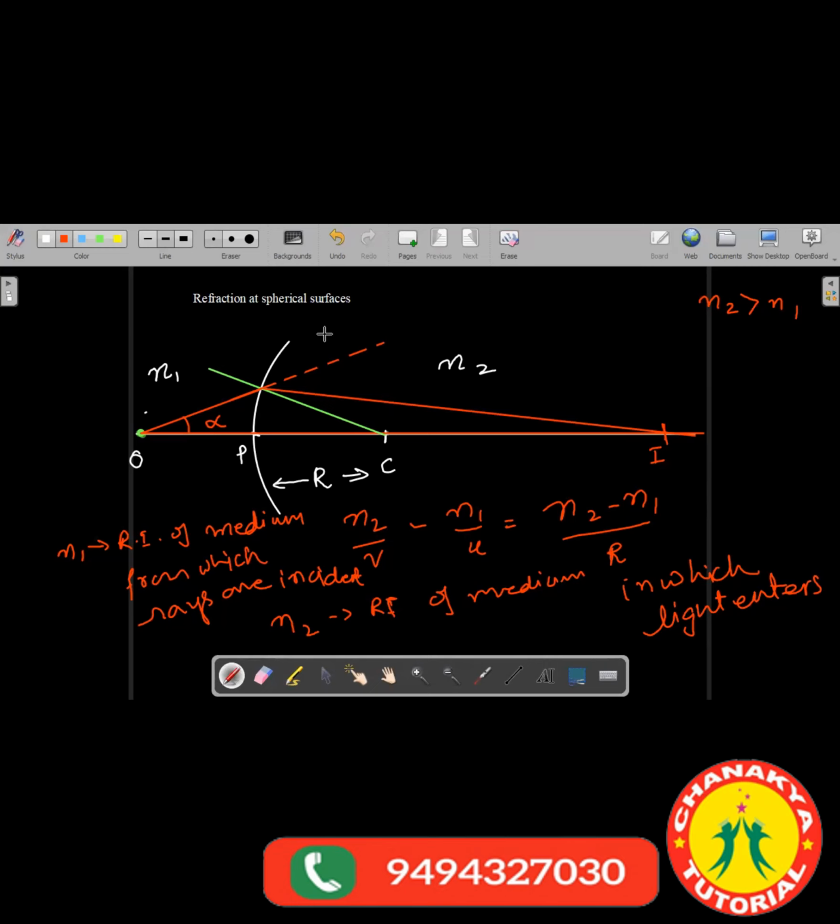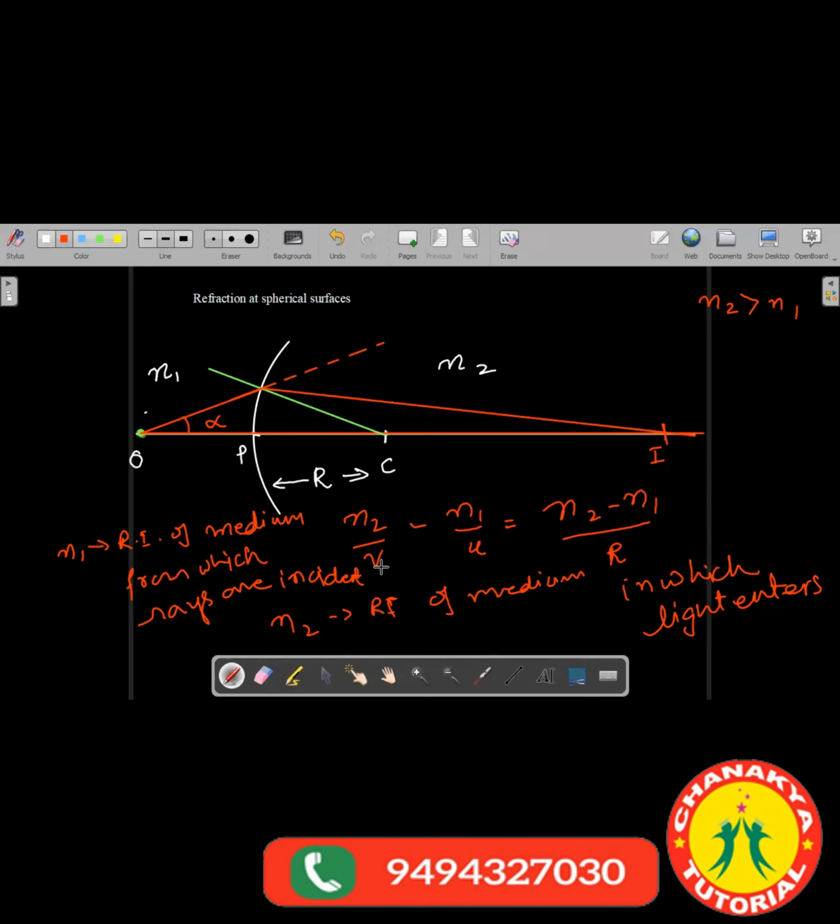Suppose the refraction occurs like this, so you will have the formation of image in N1. Okay. So N2 and N1 are defined on the basis of where the light rays are coming from and where the light rays are entering. V is the image distance which will be measured from the pole. U is the object distance, again measured from the pole. And R is the radius of curvature.